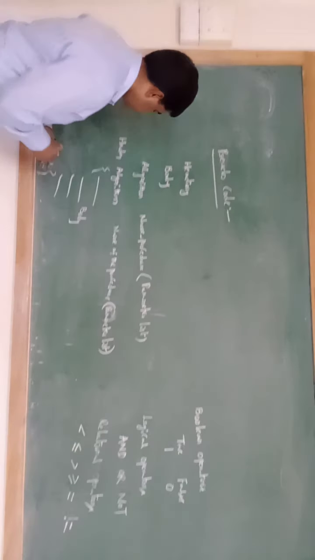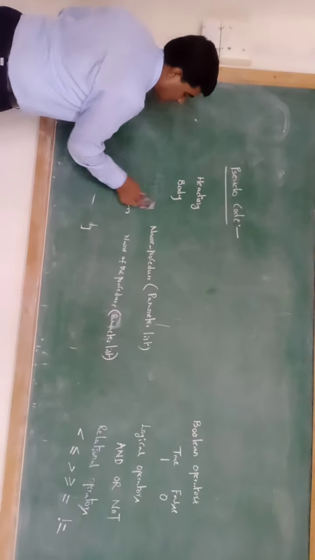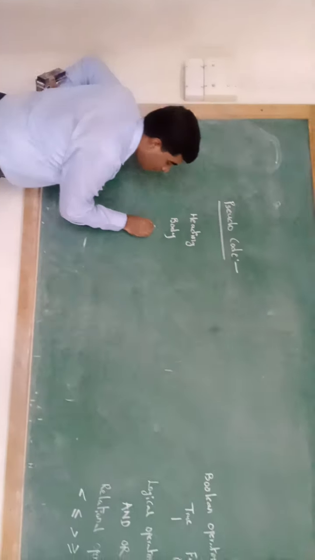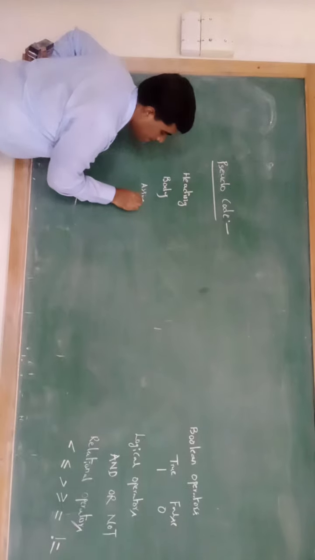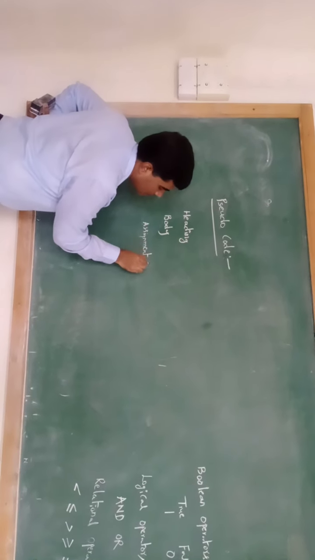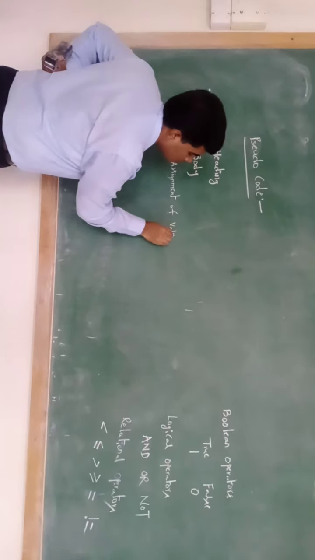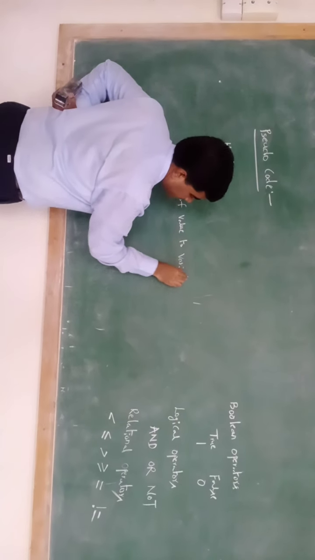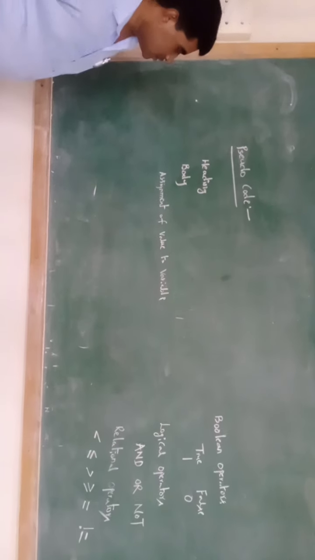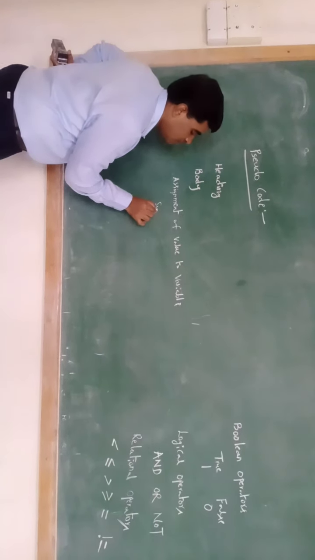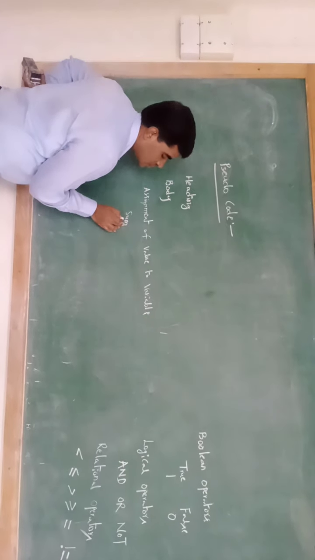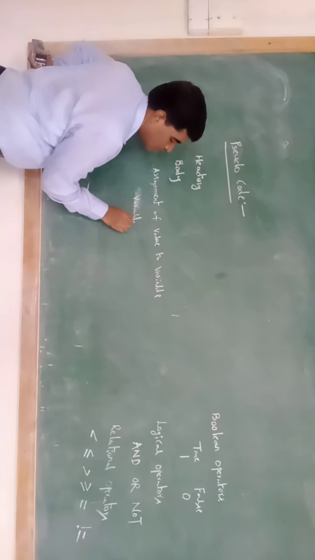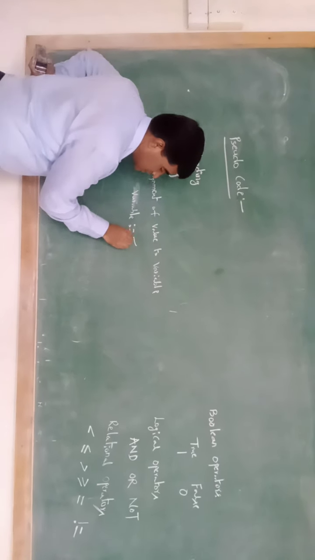Next thing is assignment of a value to a variable. Suppose you want to assign sum equal to 0. Sum equal to 0 means what do we have to write? Variable colon equal to expression.